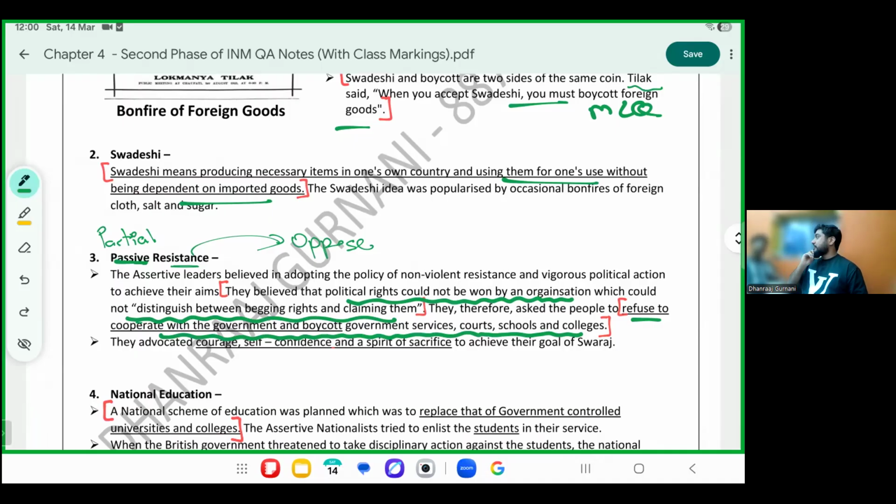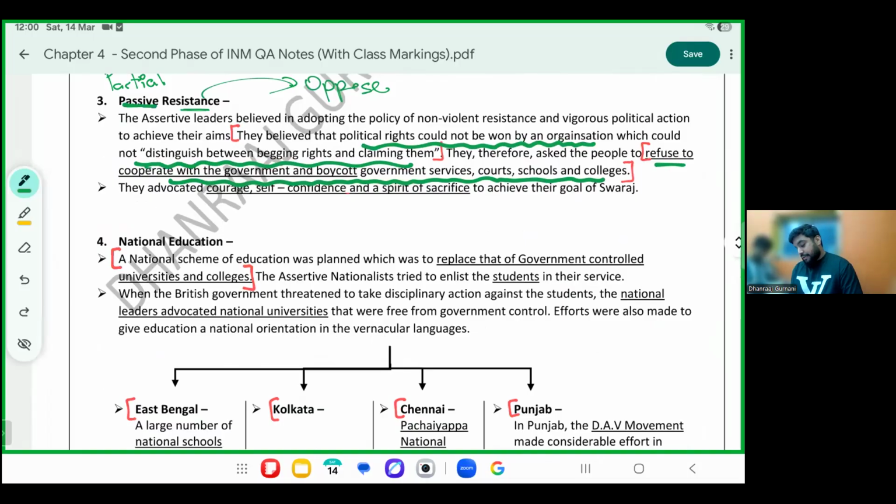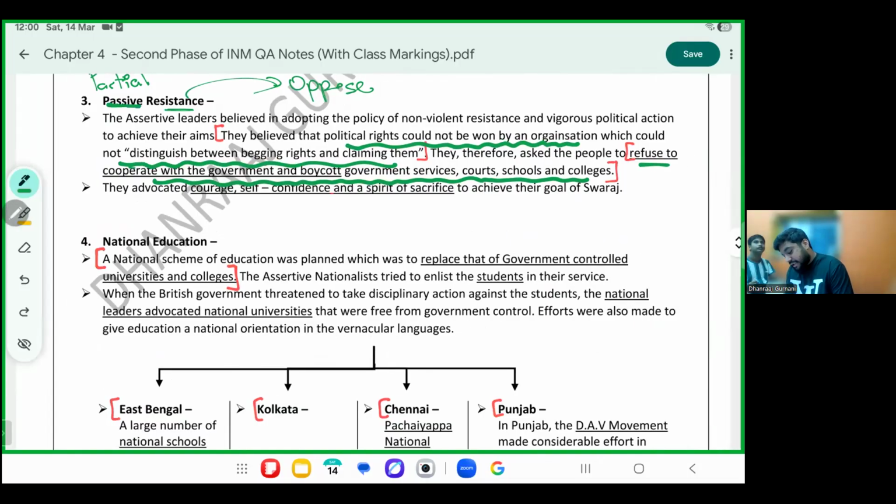Obviously, the same mindset was not of the early moderates. The early moderates were not able to do this, or they were not of that action or that mindset. Assertive said, whatever you don't allow us, we will do our own thing. Confirm? A national scheme of education was planned. Please mark that word, to replace the government universities and colleges.